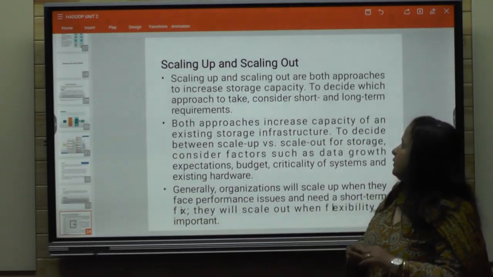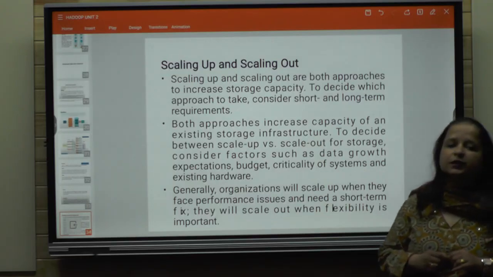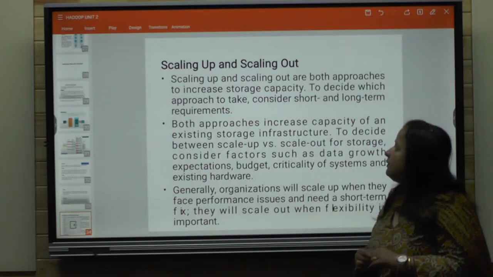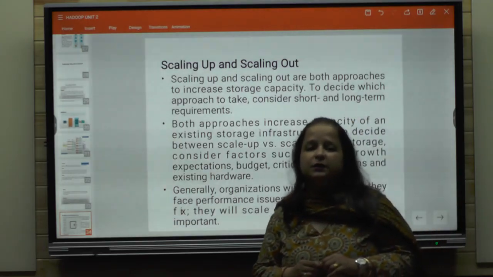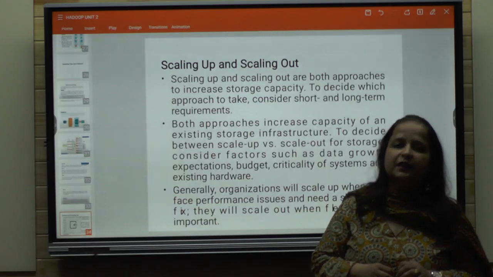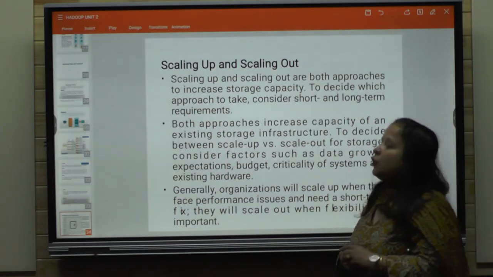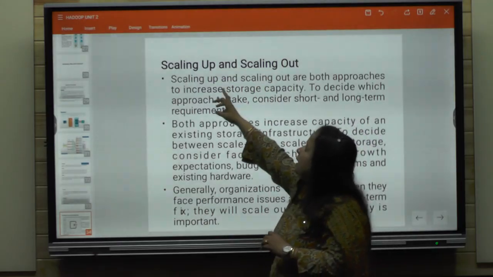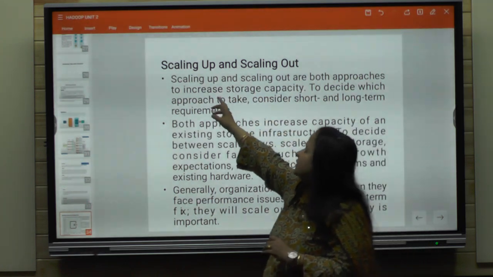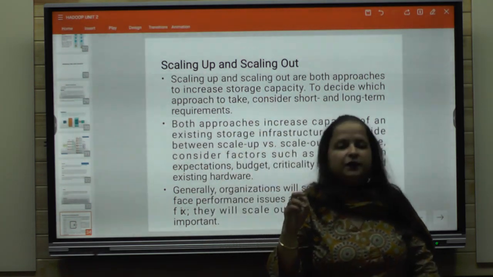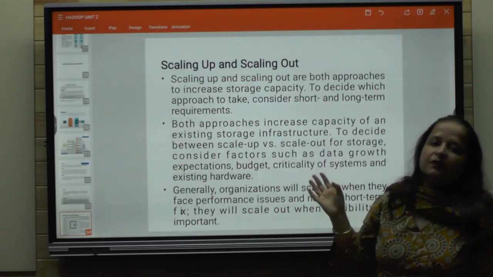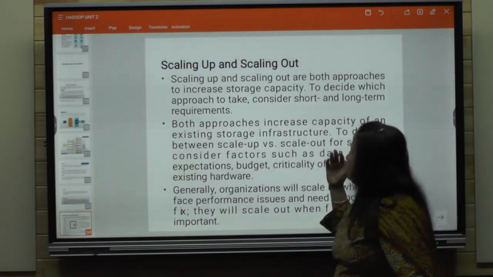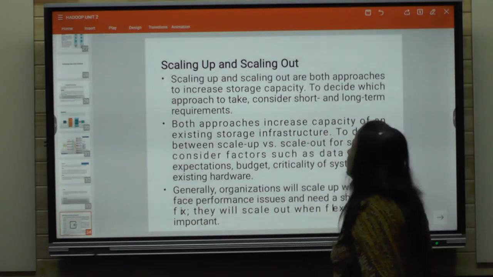The next topic in Unit 2 is scaling up and scaling out. These two terms we have used for the first time, but we are familiar with the two terms, that is horizontal scaling and vertical scaling. So horizontal scaling is the new name for scaling out, and vertical scaling is another name for scaling up. So we have discussed these terms but with a different name. What is horizontal scaling and what is vertical scaling? It will be revised in this scaling out and scaling up.